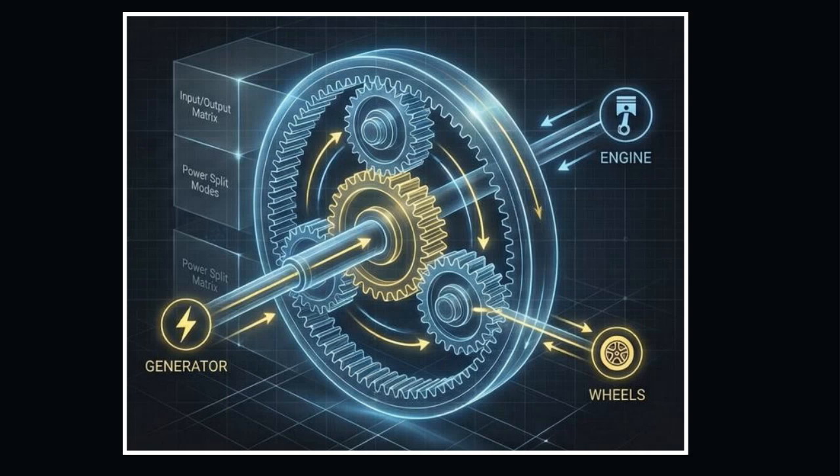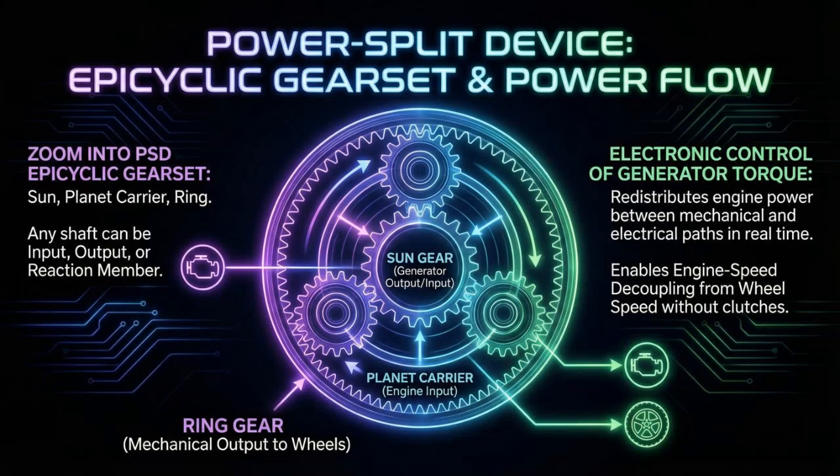A series parallel hybrid uses a power split device, usually a planetary gear set, which allows the engine's power to be split between generator, engine, and wheels. Technically, many PSDs are planetary gear sets. The three nodes are often called sun, planet carrier, and ring. Any one of those can be the engine input, any can be the generator, and any can go to the wheels depending on design.